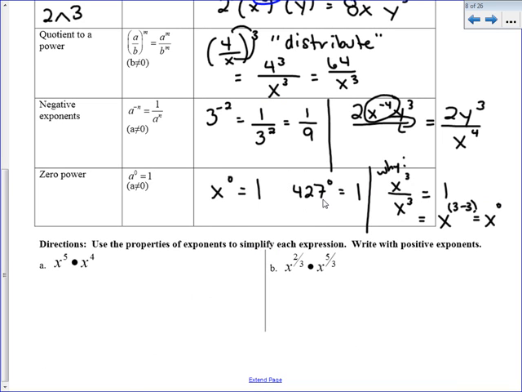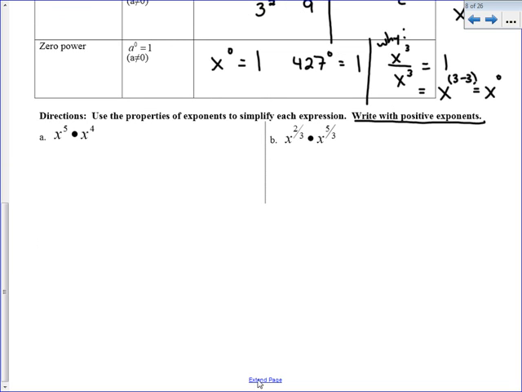So what we're going to do, our directions here, are to use the properties of exponents to simplify each expression, write with positive exponents. So you've got to make sure all of your answers have positive exponents, no negative exponents. If you took 082, there was the same stipulation, no negative exponents. So how we make this an 083 topic versus an 082 topic.